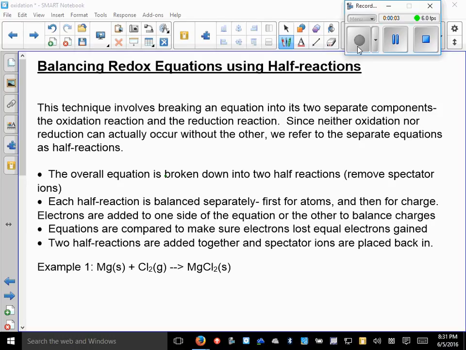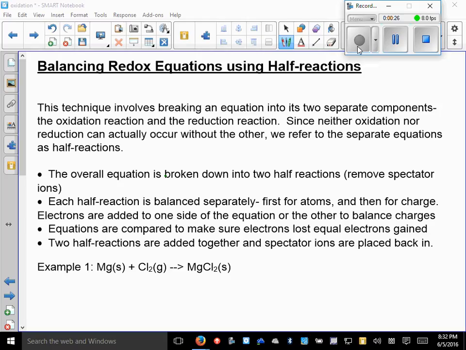Balancing redox reactions using half reactions. This technique involves breaking an equation into two separate components, the oxidation reaction and the reduction reaction. Since neither oxidation nor reduction can occur without the other, we refer to the separate equations as half reactions. The overall equation is broken down into two half reactions.